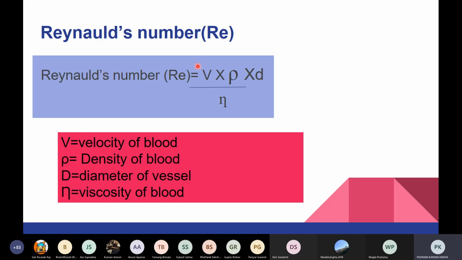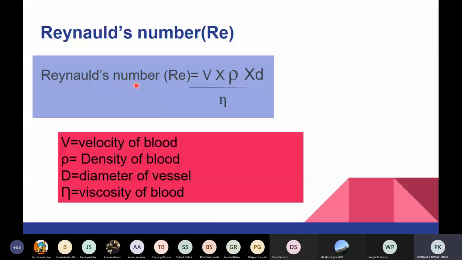But in case of anemia, the viscosity declines, right? And also when there is constriction of an artery, there can be an increase in the Reynolds number, and an increase in Reynolds number more than 2000 indicates turbulent blood flow. Okay, so this is how we can know whether the blood flow was turbulent or streamlined, by knowing the Reynolds number.